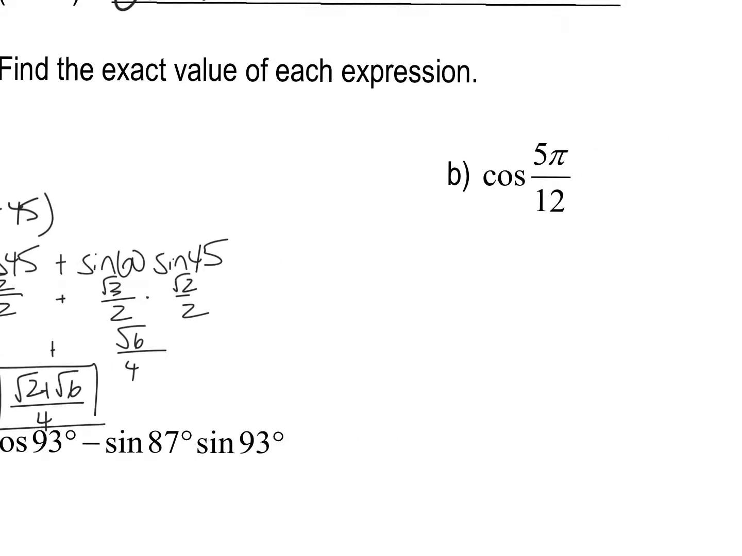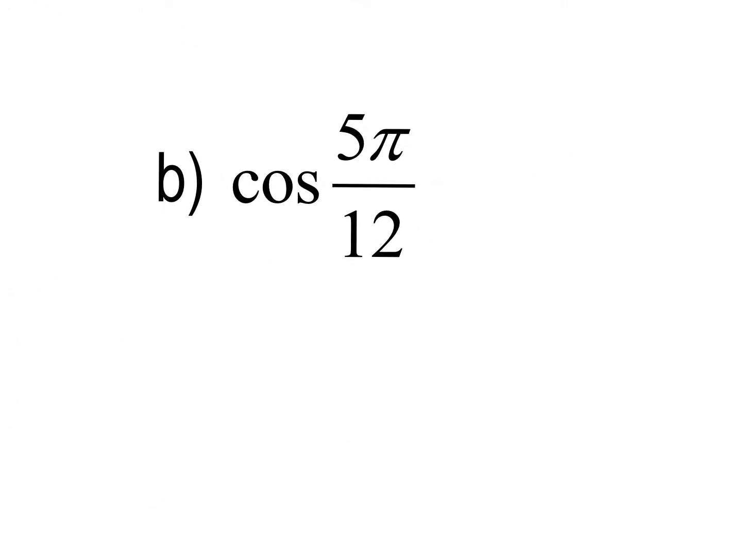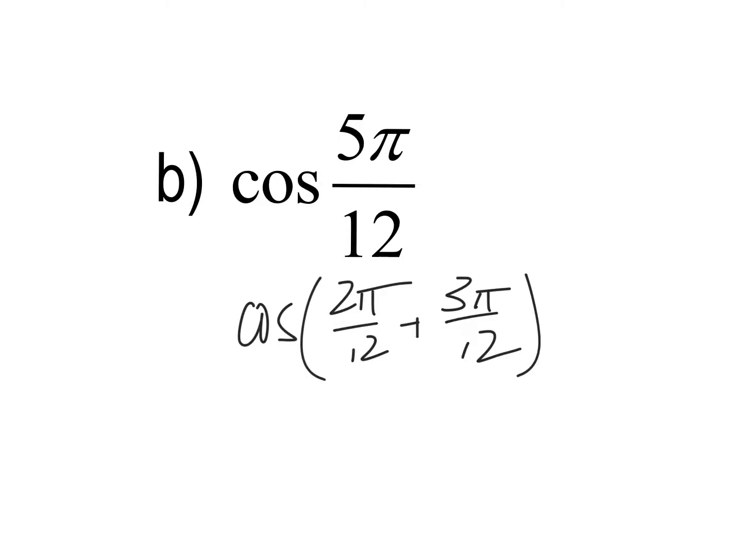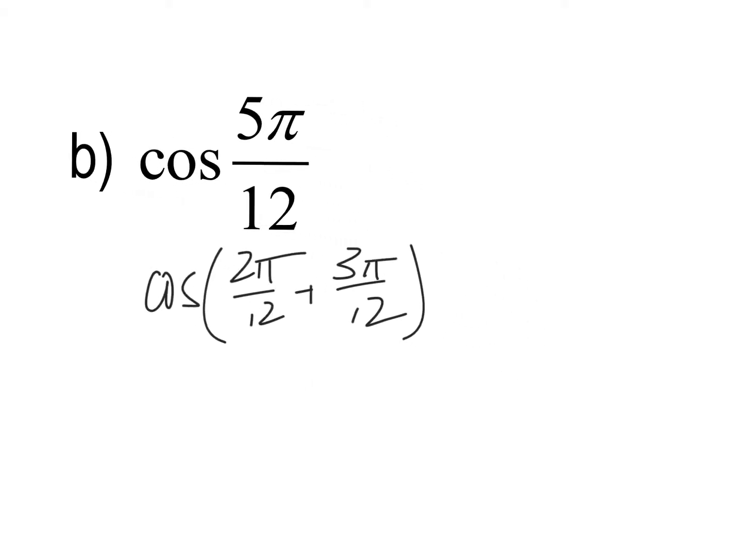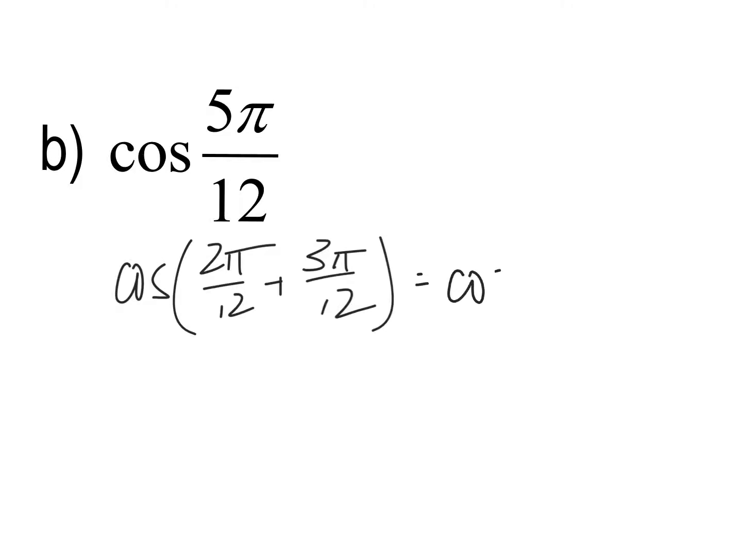So how about cosine of 5 pi over 12? 5 pi over 12 is not a unit circle radian measure that we're familiar with. So what we have to do is figure out, are there two different radian measures that I can either add or subtract to get it? This is actually the same thing as cosine of 2 pi over 12 plus 3 pi over 12. That adds together to be 5 pi over 12. And both of those reduce, so that is the same thing as pi over 6 and pi over 4.